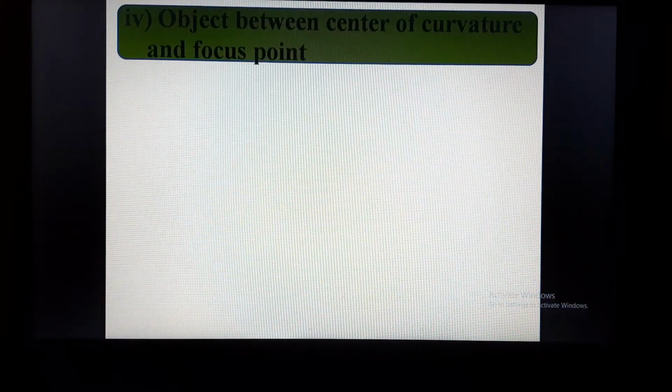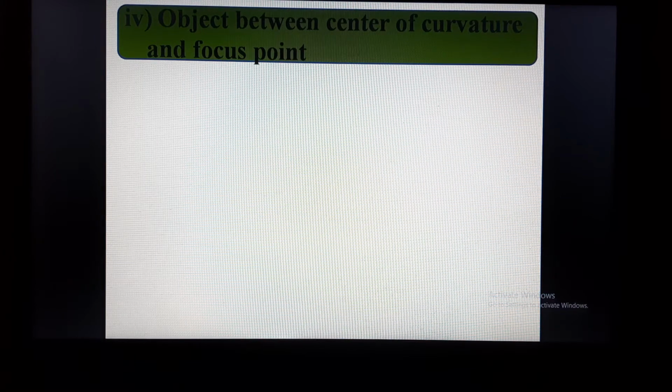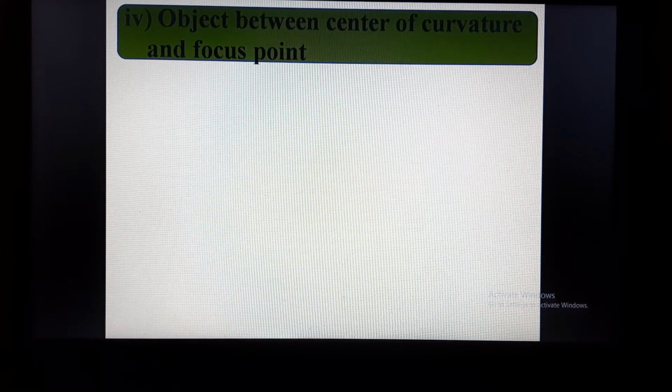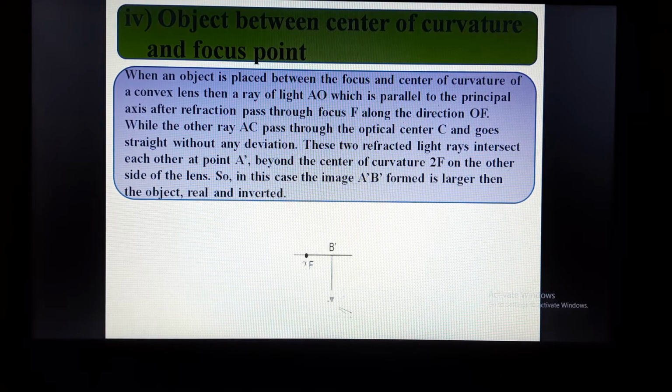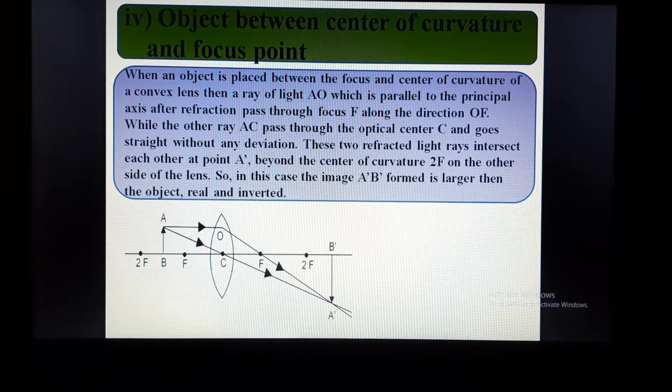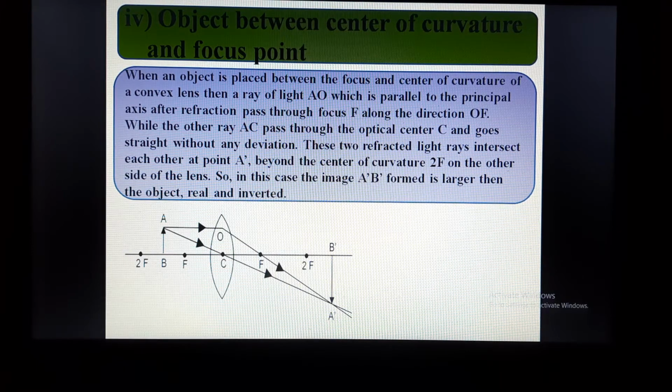So today our first topic is position 4, where the object is placed between center of curvature and focus point. So this is the figure for this position. Here you see that AB is our object, which is placed between focus and center of curvature of the lens.